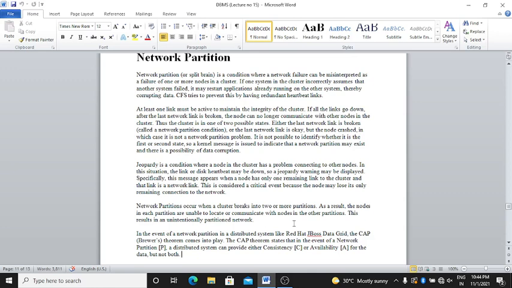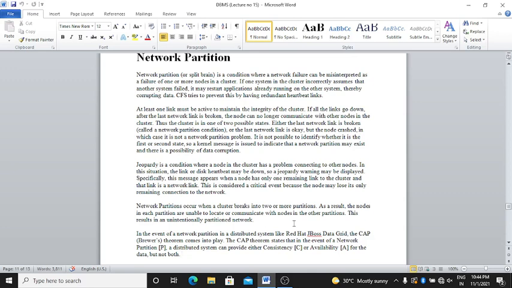SFS tries to prevent this by having redundant heartbeat links. At least one link must be active to maintain the integrity of the cluster. If all the links go down, after the last network link is broken, the node can no longer communicate with other nodes in the cluster.